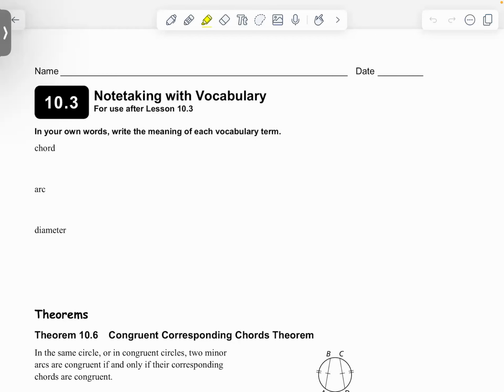Okay. So we know what a chord is. We know what an arc is. We know what a diameter is. Okay. So today we're going to talk about some theorems involving chords and arcs.